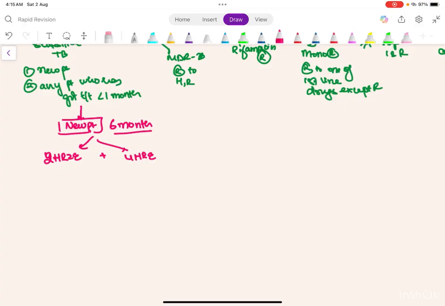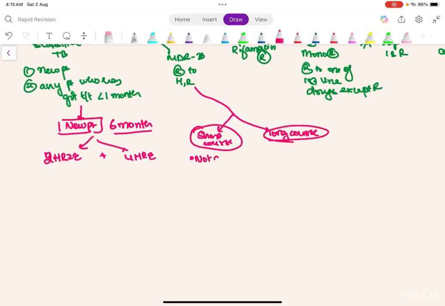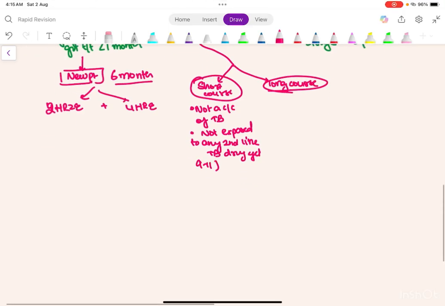Then if you have MDR TB, now in this you divide the treatment into a short course and a long course. Now how do you decide whether you have to give short course or long course? If it's not a complicated case of TB or if it is not exposed to any second line TB drug yet. Okay, now the short course is 9 to 11 months and the long is 18 to 20 months.